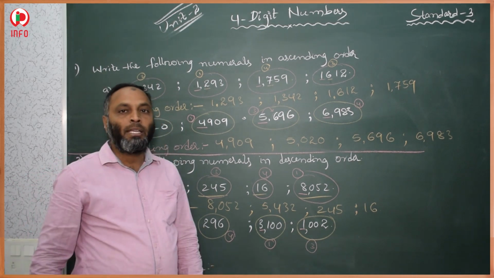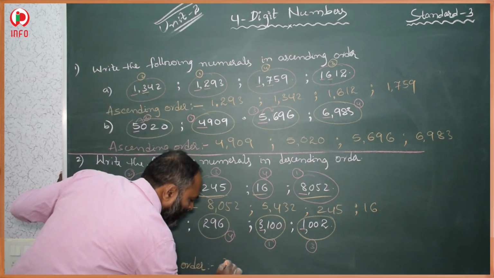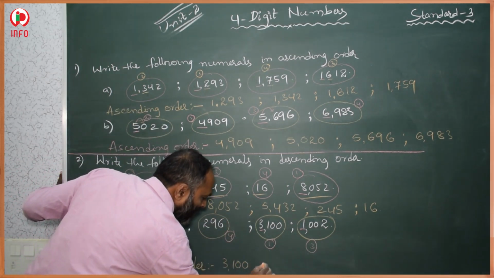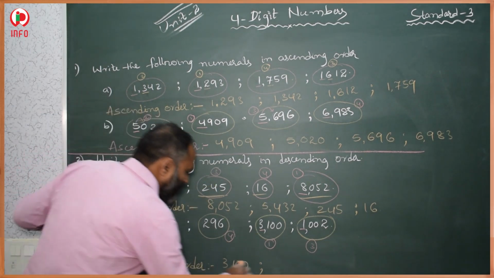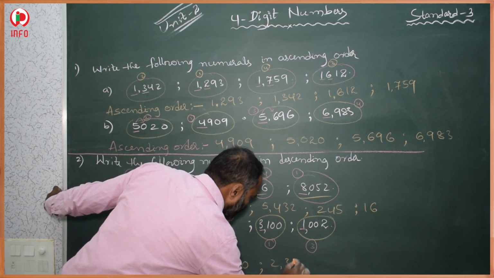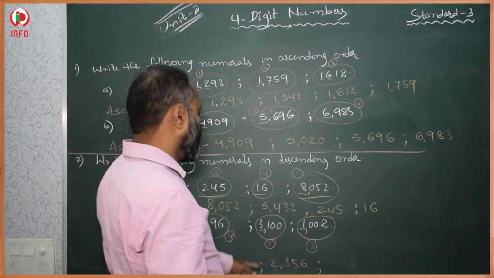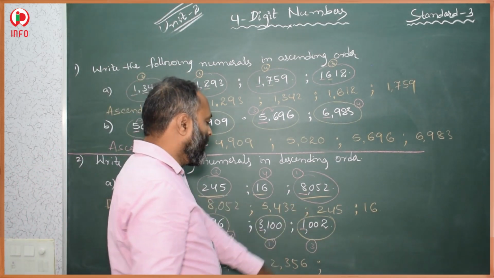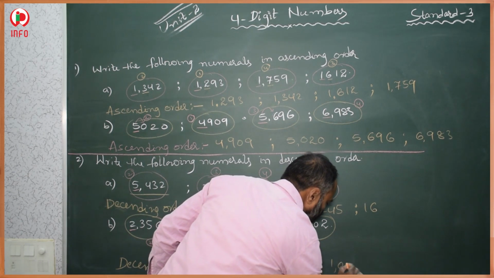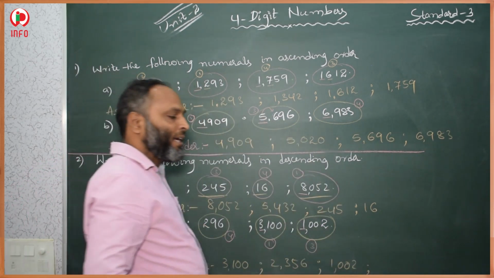Descending order means decreasing order. Decreasing means first we have to take the highest value. What is the highest value? 3100. Then a little bit smaller value, 2356. Then a little bit smaller value, and a little bit smaller value, and the least value, that is 296.